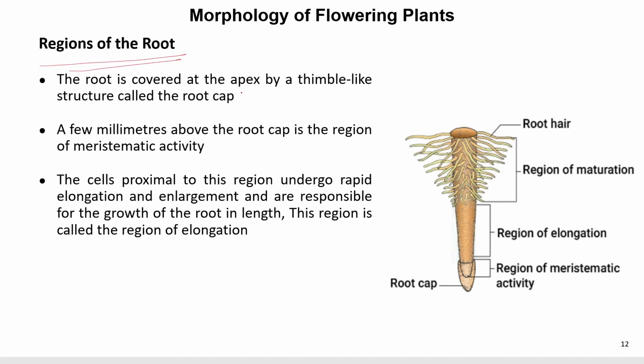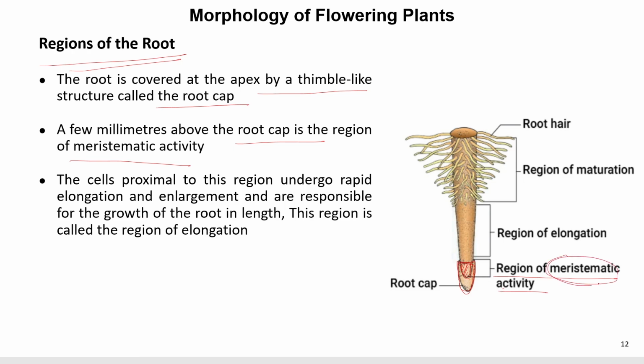The root is covered at the apex by a thimble-like structure called the root cap. Here you can see this particular region, this is the root cap. A few millimeters above the root cap is the region of meristematic activity.